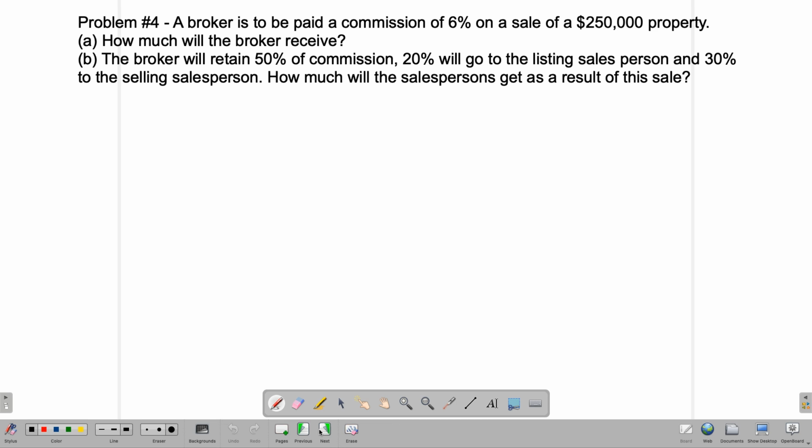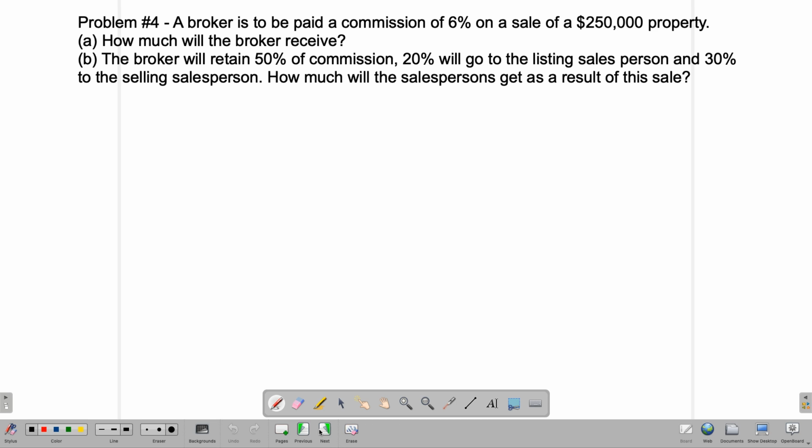B, the broker will retain 50% of the commission, 20% will go to the listing salesperson, and 30% to the selling salesperson. How much will the salespersons get as a result of the sale? Right off the bat, there's a note about this. This problem represents a case of dual agency, where one broker represents both sides. This is a rare case, and usually the transaction will consist of a broker that represents the selling side and a broker that represents the buying side.